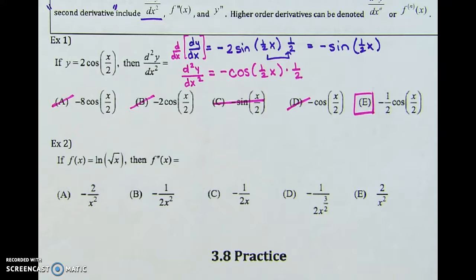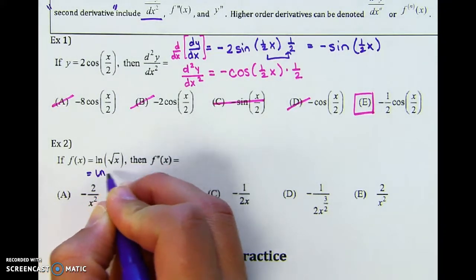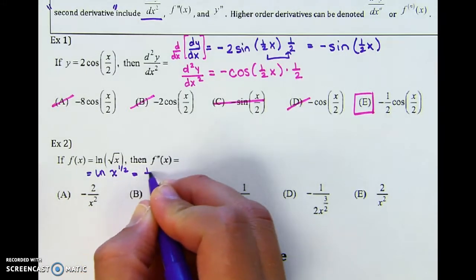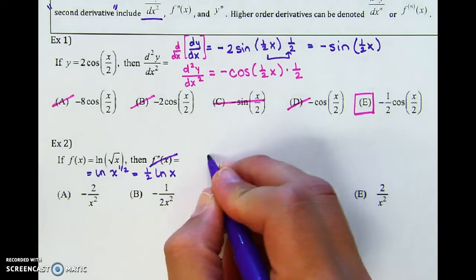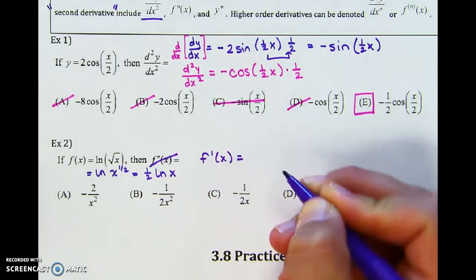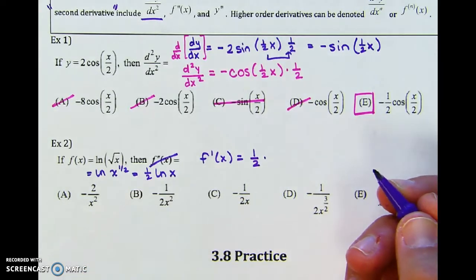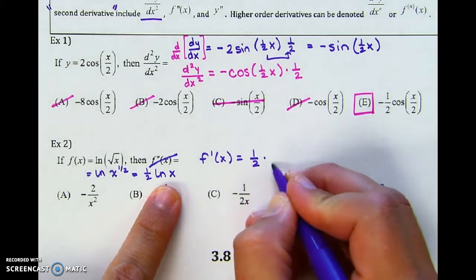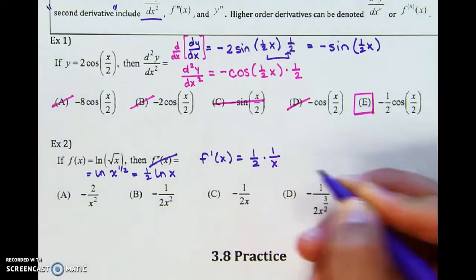This one, pretty sure there's a logarithm rule that we can use here. The ln of the square root of x would be the ln of x to the 1/2. So we're going to bring that 1/2 in front. Now again, we can't find the second derivative yet. We have to find the first derivative first. So the first derivative will be 1/2 times the derivative of the ln of x. What's the derivative of ln of u? u prime over u. So the derivative of ln of x would be 1 over x.